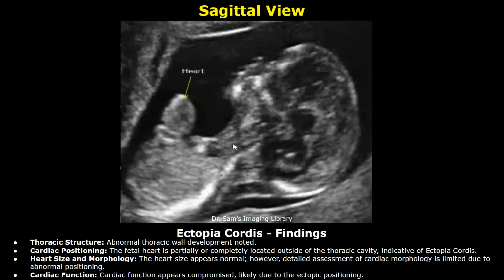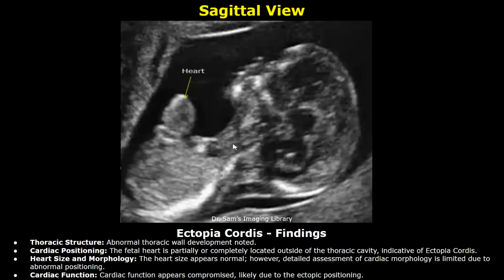This is a report of Ectopia Cordis. Here are the findings. Thoracic structure: abnormal thoracic wall development noted. Cardiac positioning: the fetal heart is partially or completely located outside of the thoracic cavity, indicative of Ectopia Cordis.